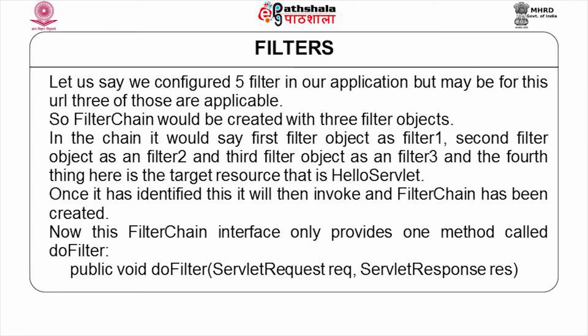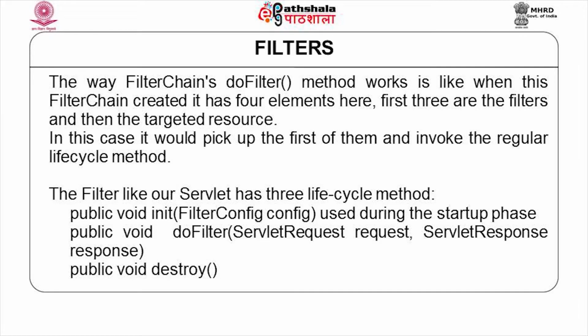The way the filter chain's doFilter method works is like this. When this filter chain was created, it has 4 elements here. The first 3 are the filters and then the targeted thing. So, what it would do in this case is, it would pick up the first of them, and invoke the life cycle method on that, the regular life cycle method.